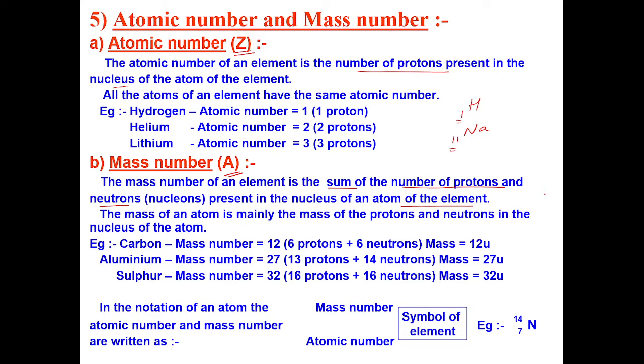Example, carbon, we write C 6 12. This 12 is the mass number. It consists of 6 protons and 6 neutrons. Aluminium has a mass number of 27, so 13 protons and 14 neutrons. Sulphur, 32: 16 protons and 16 neutrons. Usually it is shown as a symbol like this. The lower number determines the atomic number, and the upper number is called the mass number.